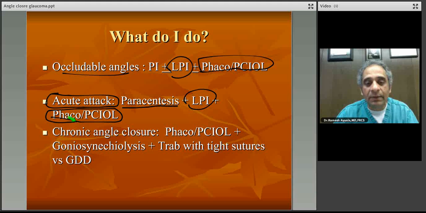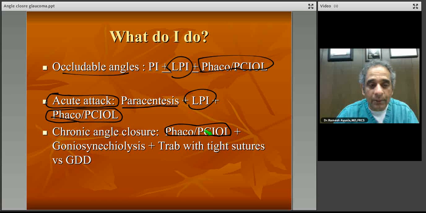As soon as the eye becomes quiet, following the initial paracentesis and iridotomy, put the patient on a tapering dose of steroids and glaucoma medications, and at the earliest convenience, bring the patient back to the operating room, take the cataract out, and that will solve the issue. For patients with chronic angle closure glaucoma, again, my recommendation is to take the cataract out. Do not do a glaucoma procedure in these patients without tackling that underlying lens, because you're setting yourself up for a difficult postoperative course that can involve malignant glaucoma.